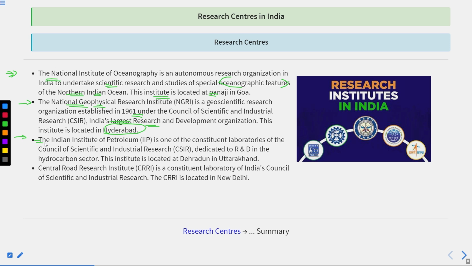Then we have the Indian Institute of Petroleum, in short known as IIP. It is one of the constituent laboratories of the Council of Scientific and Industrial Research (CSIR). CSIR is the parent organization, and this particular institute is its subsidiary. It is dedicated to research and development in the hydrocarbon sector. This institute is located at Dehradun in Uttarakhand. Then we have the Central Road Research Institute, a constituent laboratory of the Council of Scientific and Industrial Research, located in New Delhi.